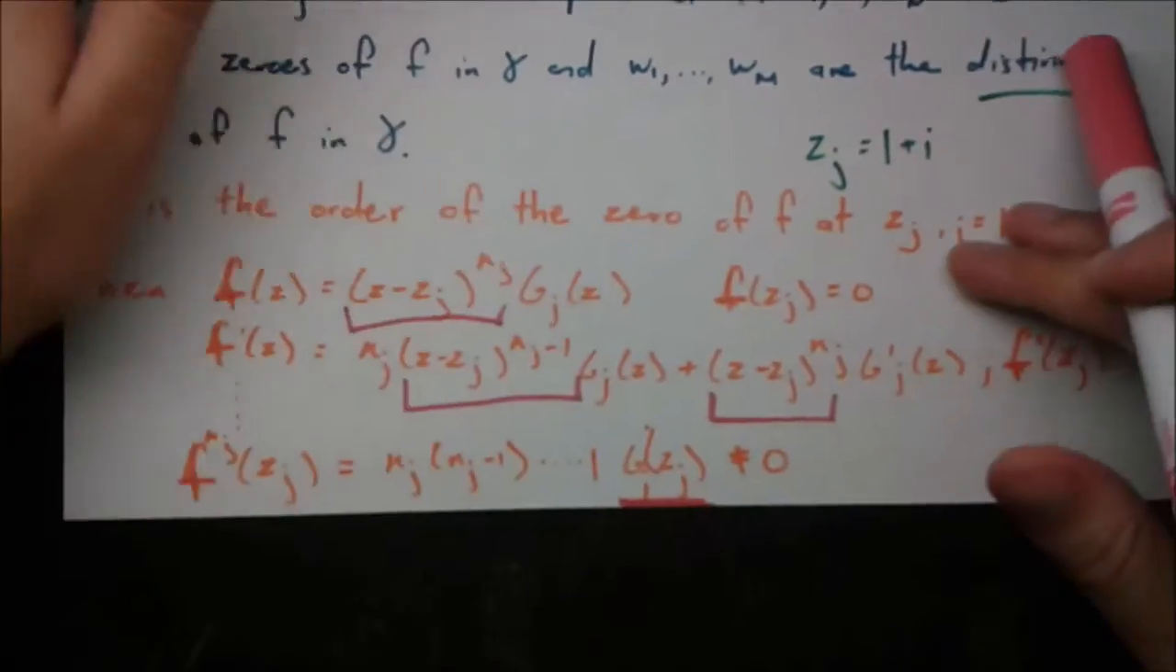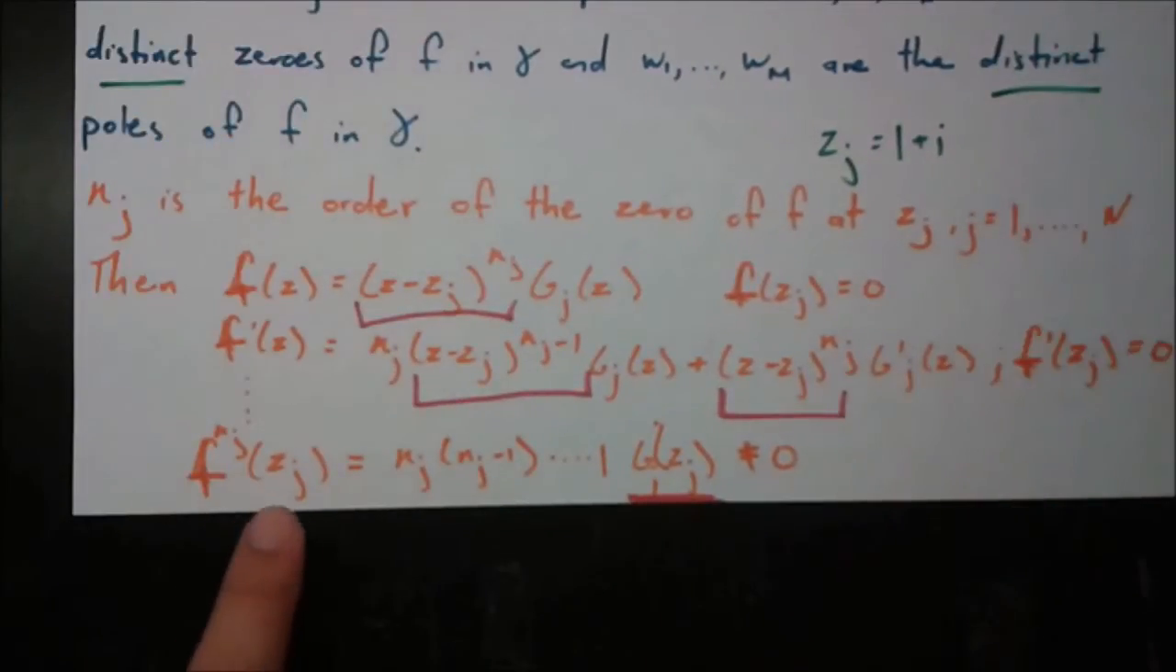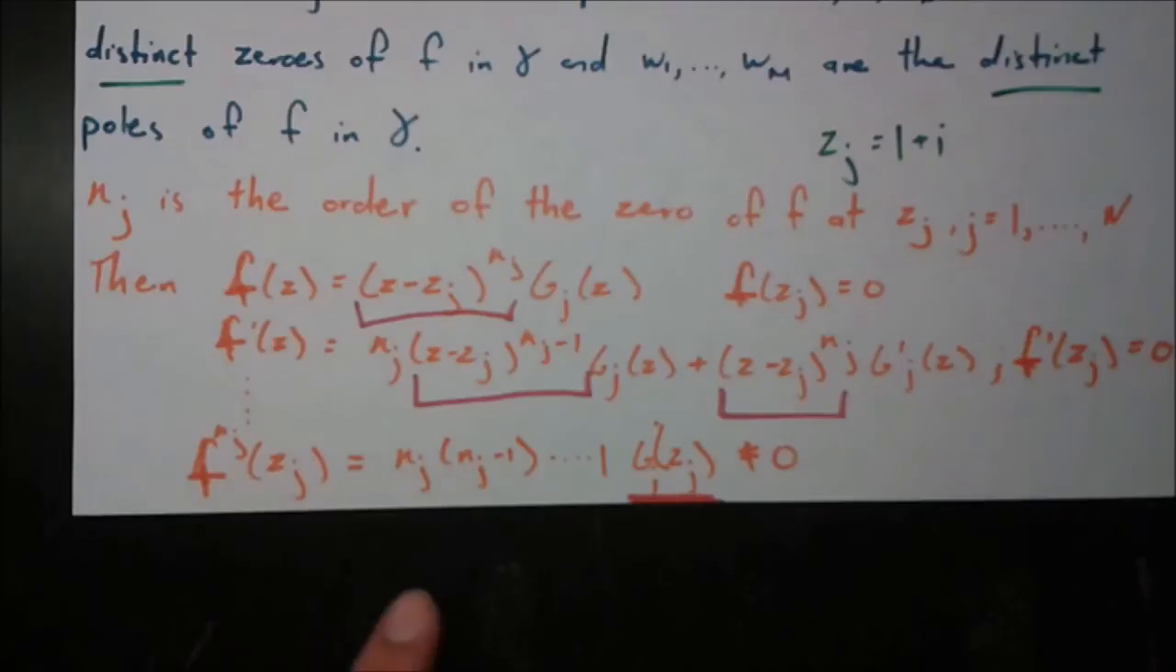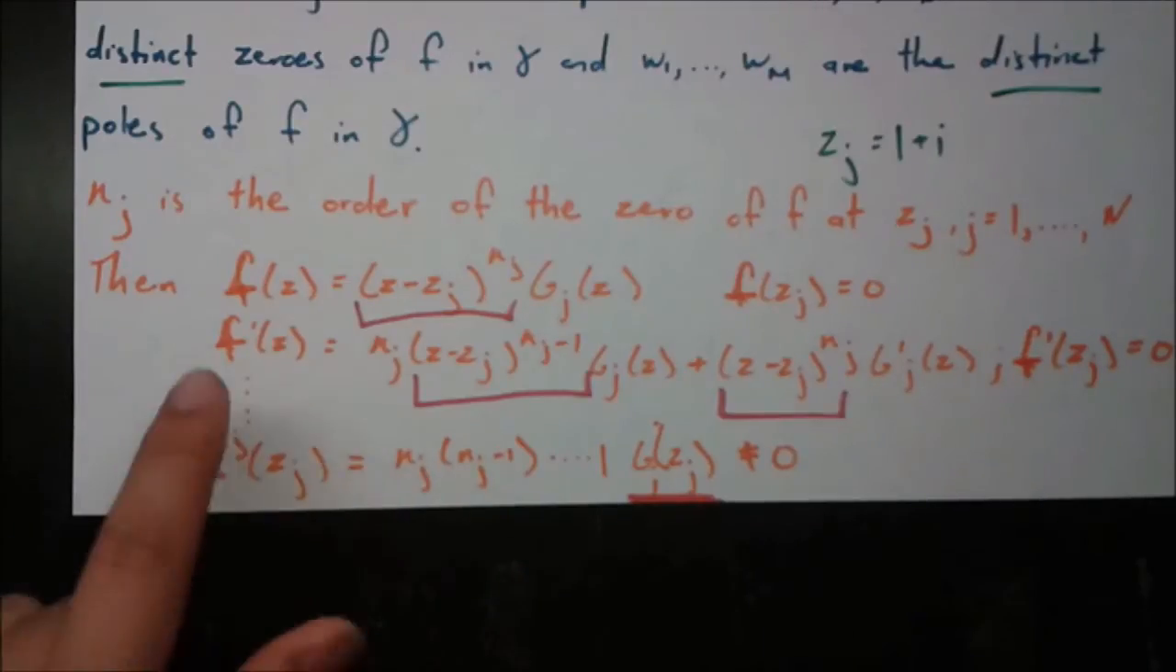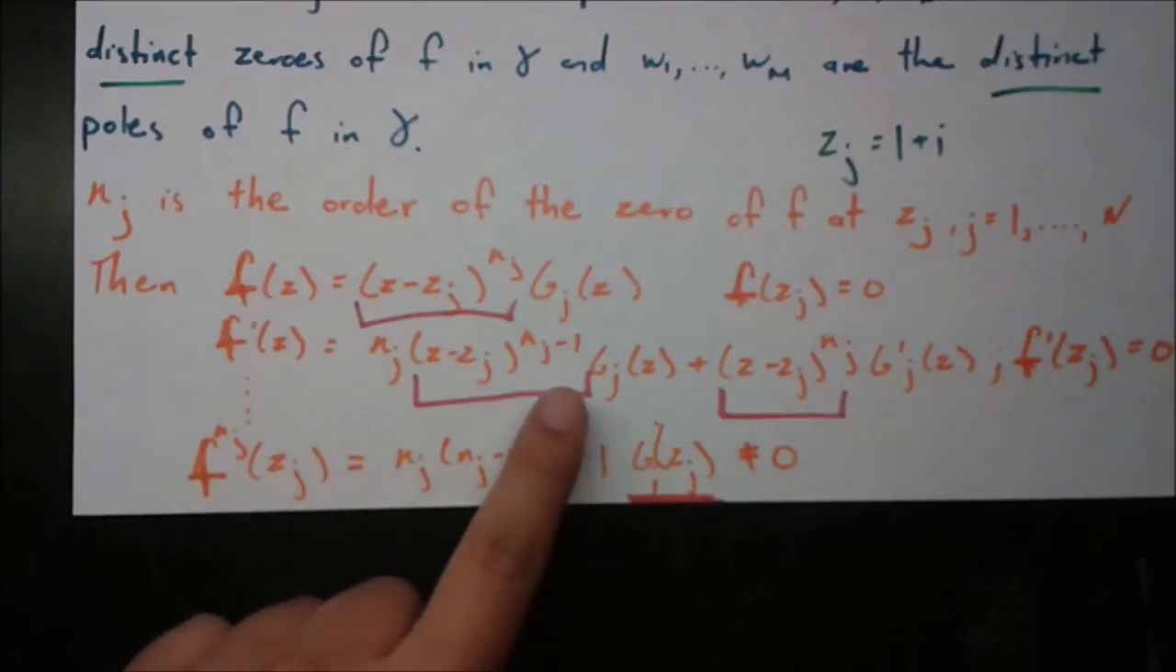So what happens if we take the n sub jth derivative? Now we're taking the n sub jth derivative of f, and we're evaluating it at z sub j. So now what happens? We just keep going like that, and all we have to pay attention to is this first term right here.